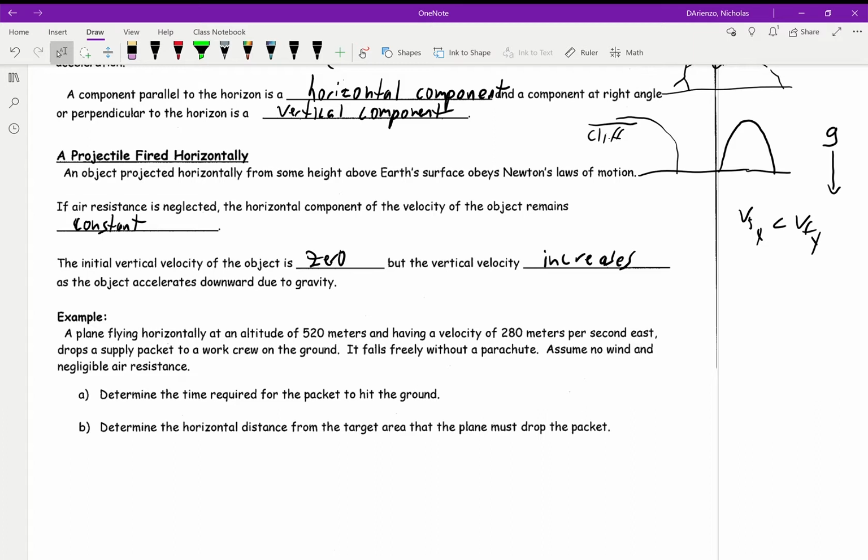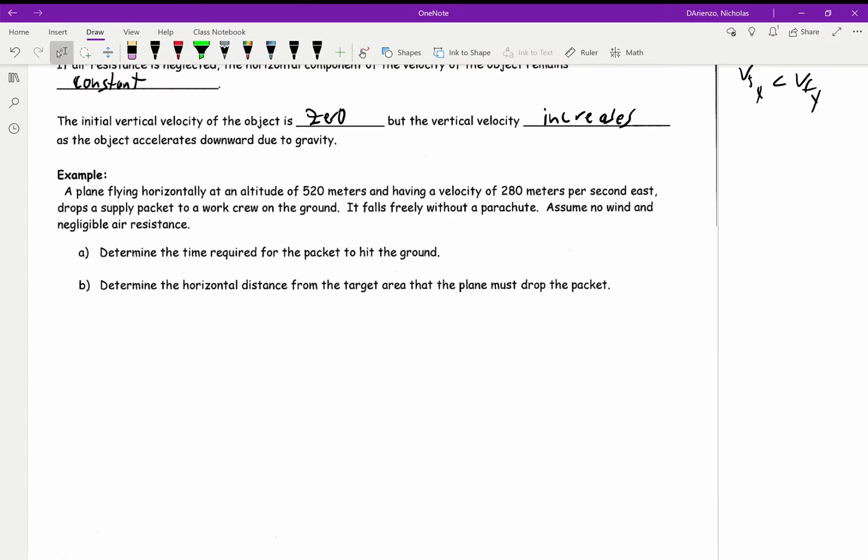Now we're going to take a look at this through an example and see what this might look like. We have a plane flying horizontally at an altitude of 520 meters with a velocity of 280 meters per second heading east. The plane drops a supply packet to a work crew on the ground. The supply packet falls freely without a parachute. Assume no wind and negligible air resistance. So there are no other forces opposing the motion of that packet, and it's going to fall with no other forces other than gravity acting on it.